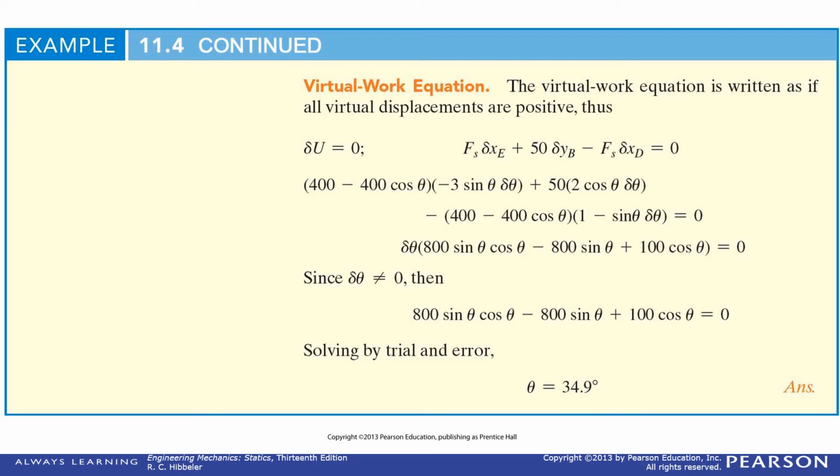So, moving on, delta U equals 0. That's the condition we're looking for. Fs delta Xe minus Fs delta Xd, they're in opposite directions, which is why you have the negative sign. 50 delta Yb, it's going in the same direction. So, Fs, right here, delta Xe, 50 delta Yb, just like in the previous slides. So here's the Fs again.